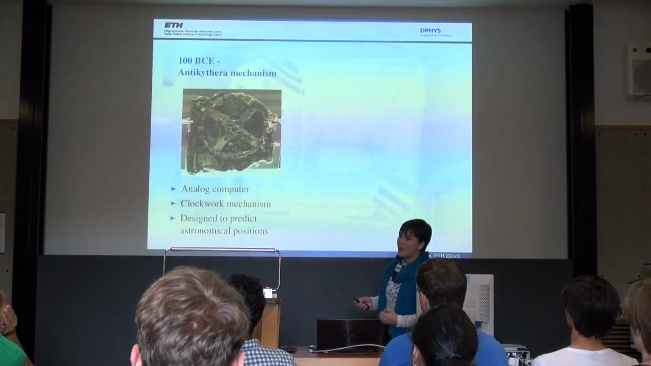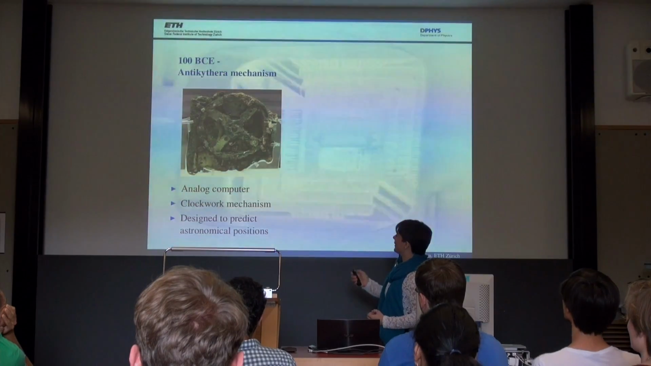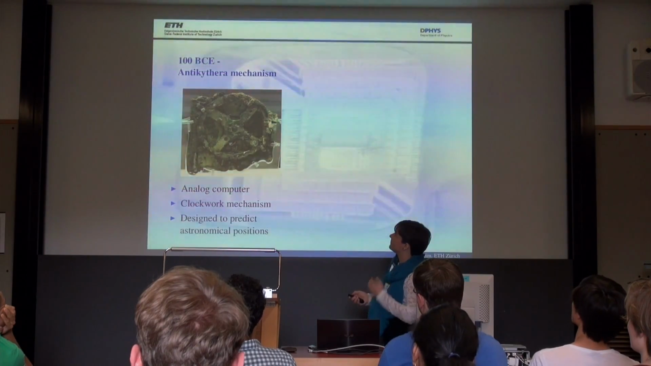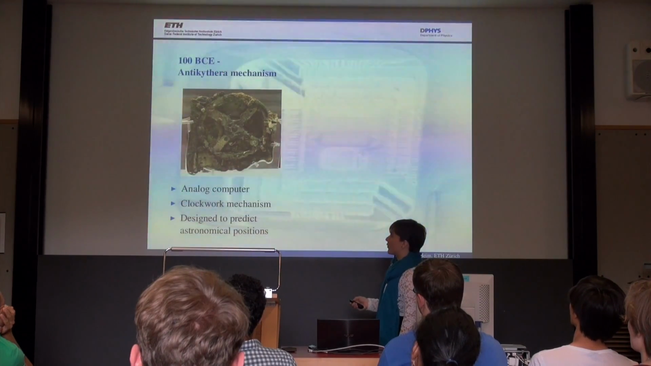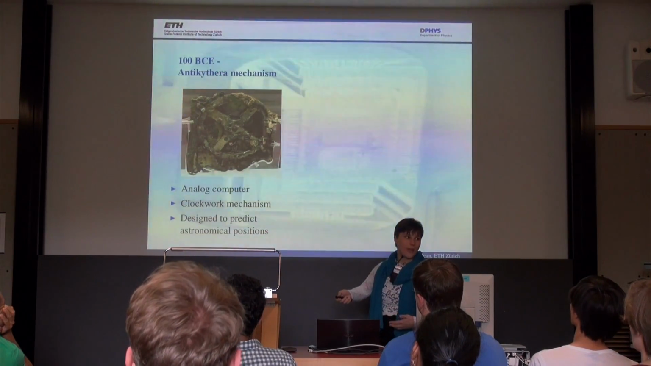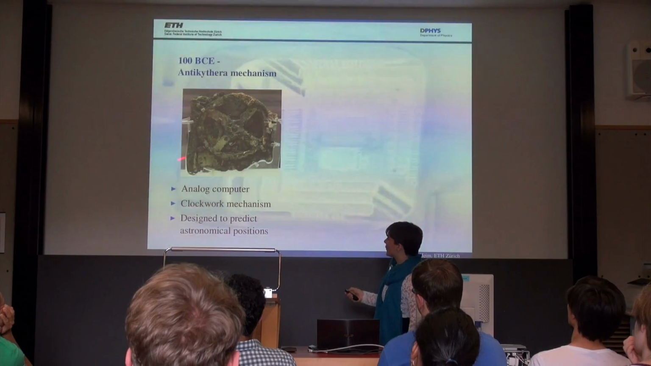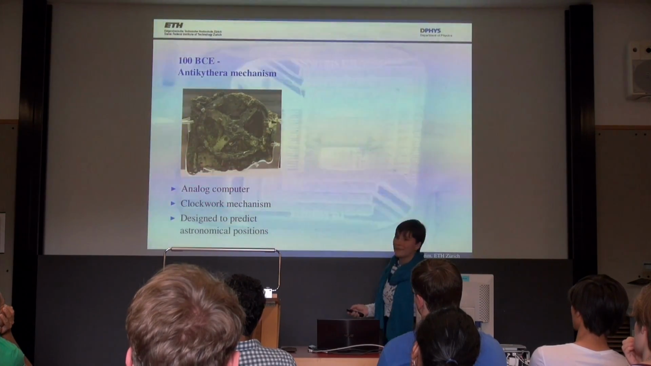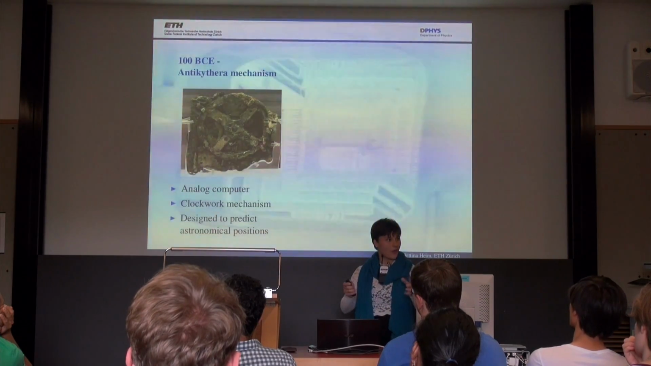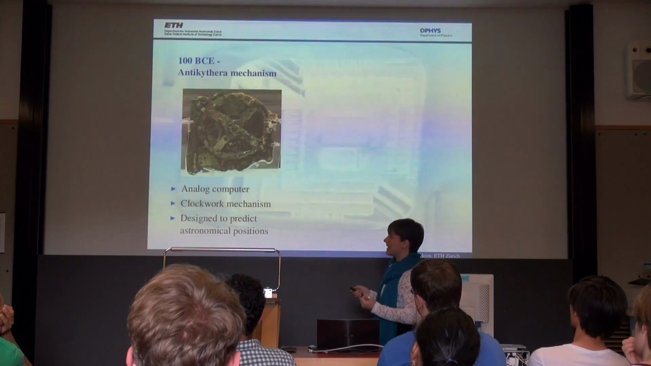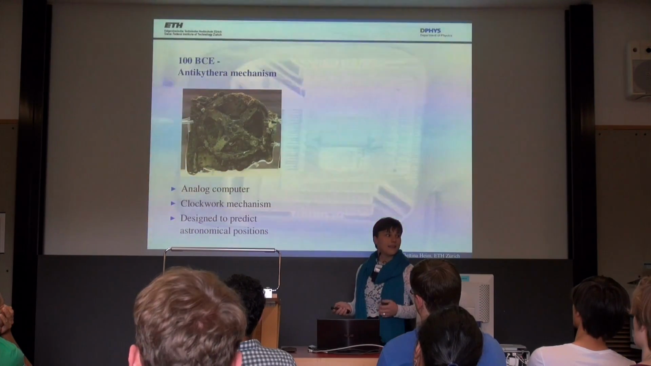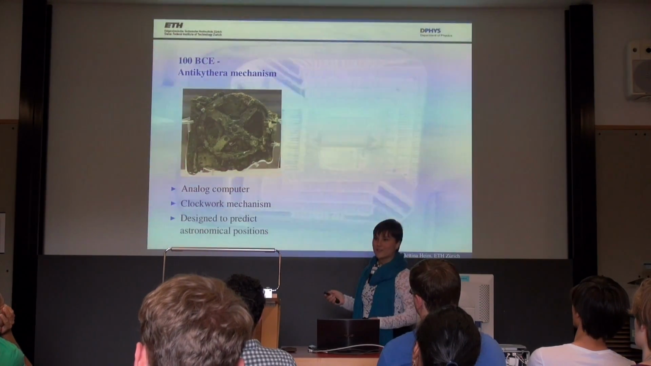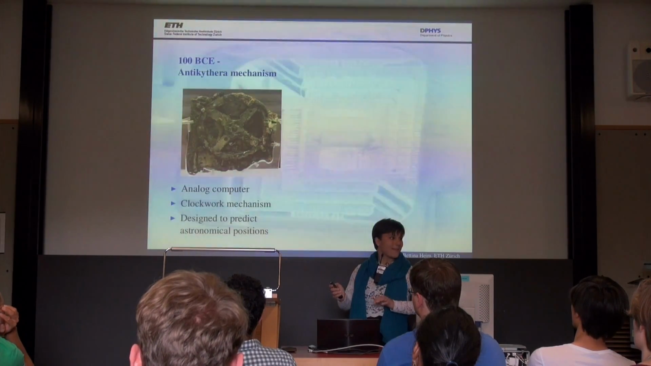So let's go way back to 100 BC, actually, when there was one of the first, or at least one of the found analog computers, and it worked mechanically, pretty much like a watch. It had a lot of mechanical pieces, and they were designed to predict certain astronomical events. And it was actually used for the Olympic Games, I read.